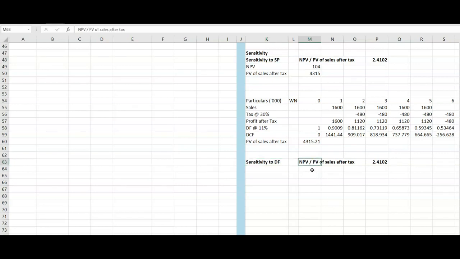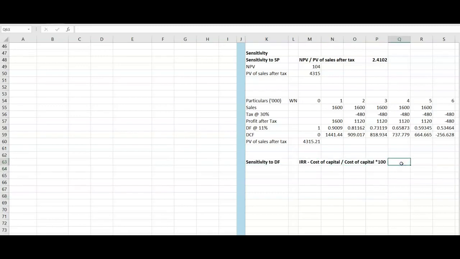But the formula doesn't work like this. The formula works like the IRR minus the cost of capital, okay, divided again by the cost of capital into 100 will give you the answer.